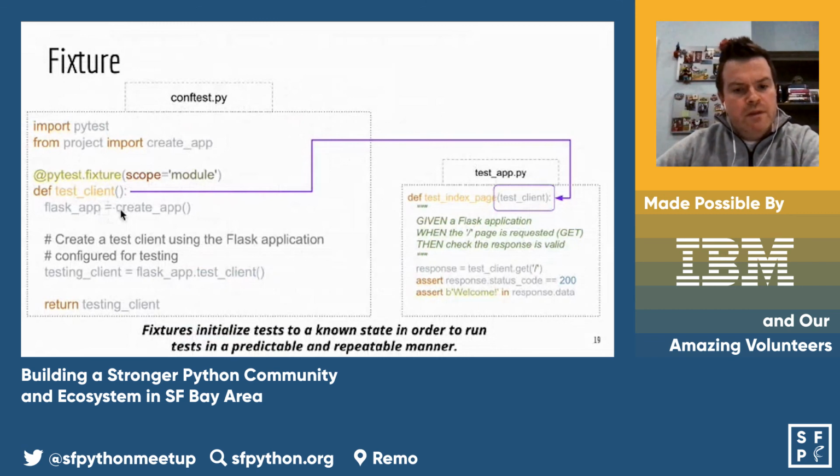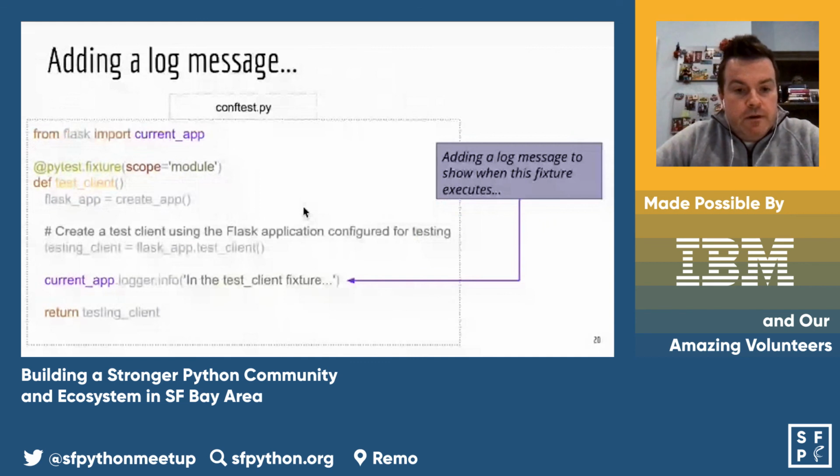Okay, so let's say in our fixture, we want to add a log message. This might be something you'd be interested in doing if you're trying to figure out when this fixture is running, relative to my test functions. So in this case, we want to add a log message to say, oh, here we are, we're in this test fixture.